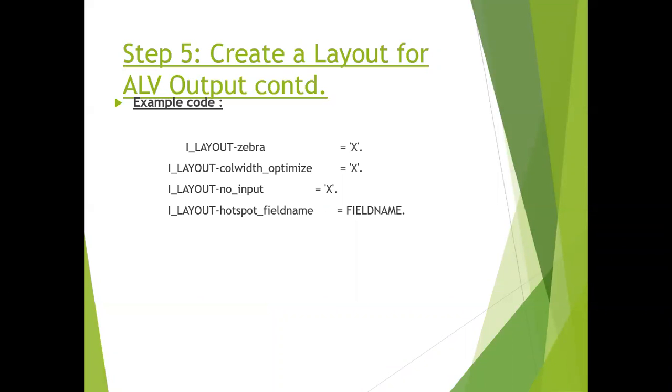So this is how you have to pass this layout. You have to take a structure of type slis layout ALV. Then there you have to pass zebra equal to X. Column optimization means, suppose a column has 50 characters and the value itself has, let's say, 2 characters. Then automatically all this space will get optimized, meaning the column will shrink.